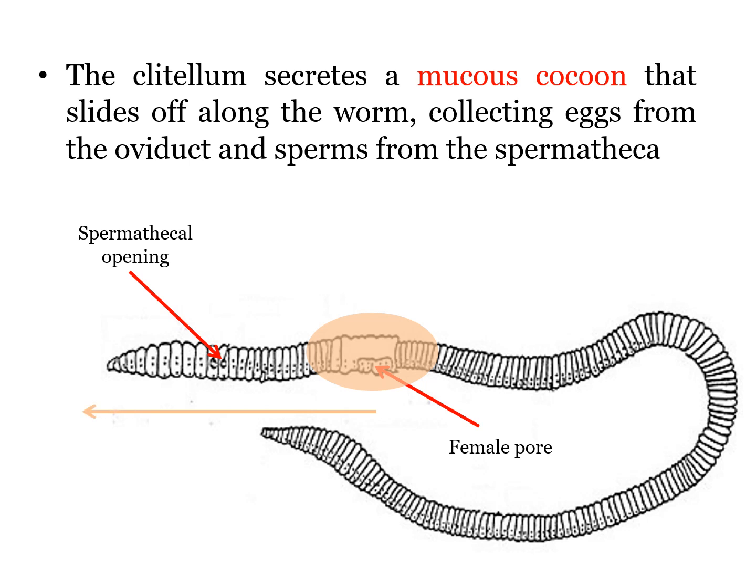Sperms that were transferred from the other worm during copulation just now are now deposited into the cocoon. Now both sperms and eggs are inside of the mucous cocoon, and if everything goes well, eggs will be fertilized. This mucus again will travel forward and wriggle off the head of the worm.